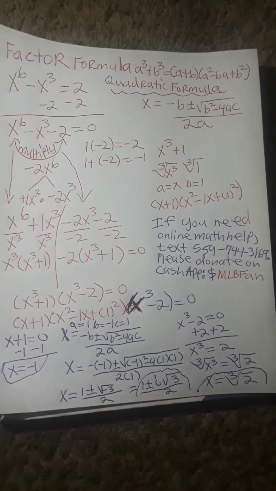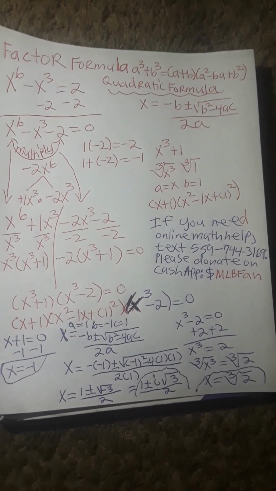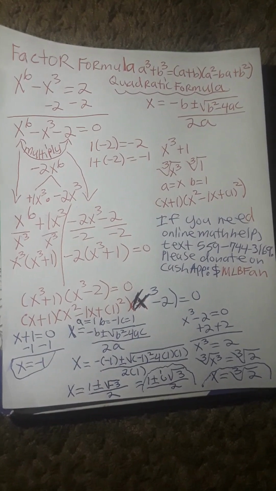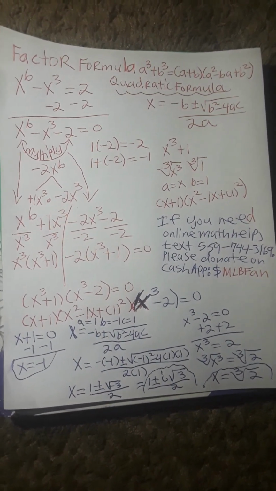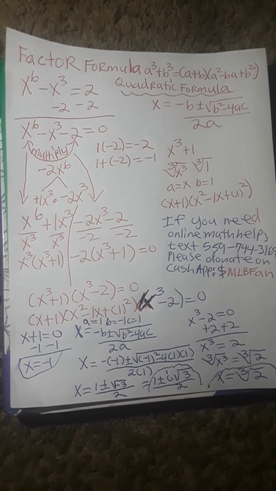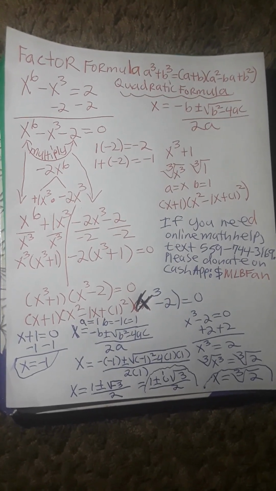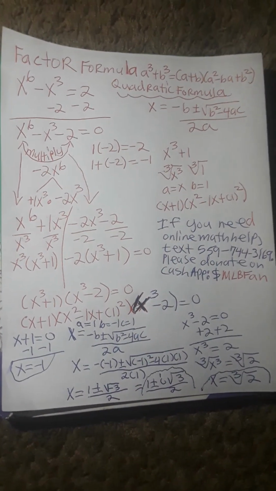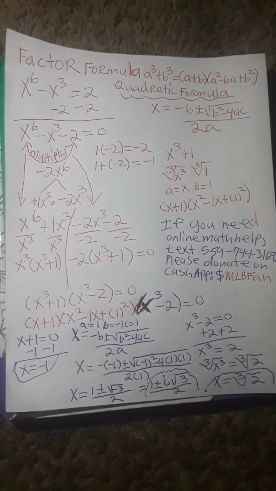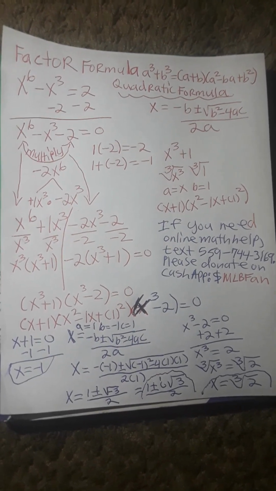So 1 times negative 2 is negative 2, and 1 plus negative 2 is negative 1. So our middle terms will involve negative 2 and 1. And we factor x to the power of 6 as x to the third times x to the third. So our middle terms will be positive 1x to the third times negative 2x to the third. And we will need to bring down our first and third terms with our new middle terms of x to the power of 6 plus 1x cubed minus 2x cubed minus 2.